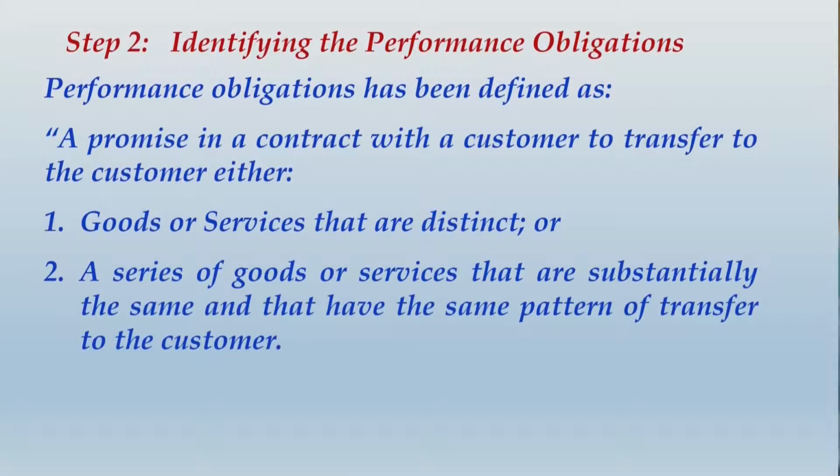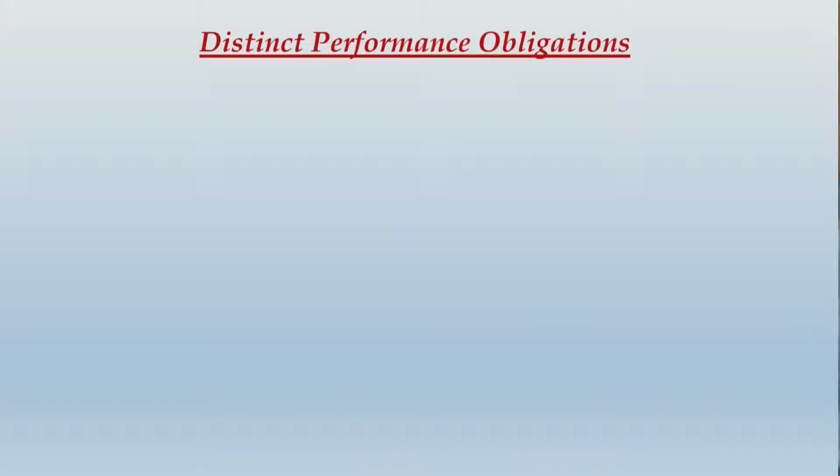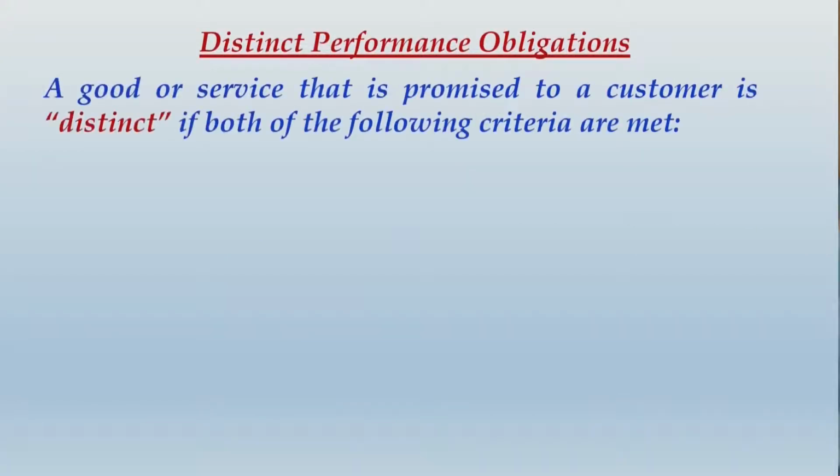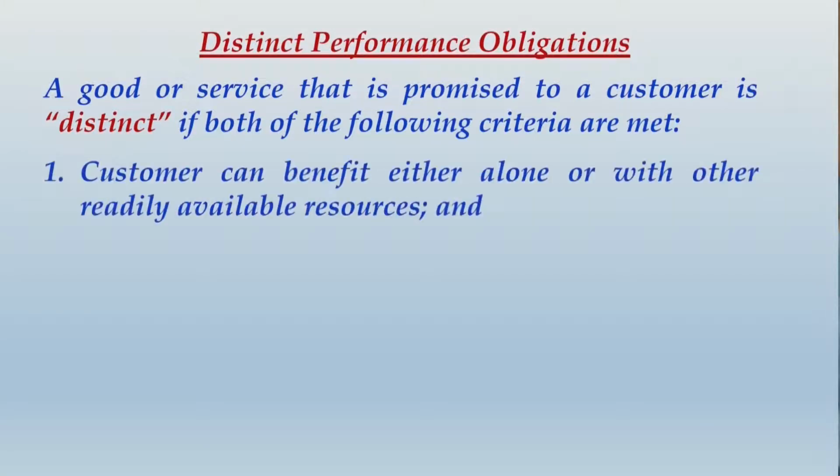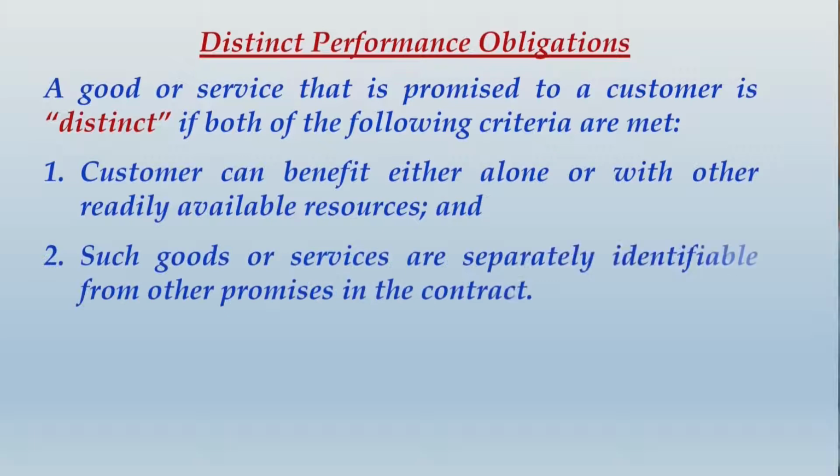Alright friends, you would have finished writing this whole thing. Let us move ahead and now talk about the distinct performance obligations. A good or service that is promised to a customer is distinct if both of the following criteria are met. Number 1, the customer can benefit either alone or with other readily available resources, and number 2, such goods or services are separately identifiable from other promises in the contract. So write this also and then we shall move ahead.